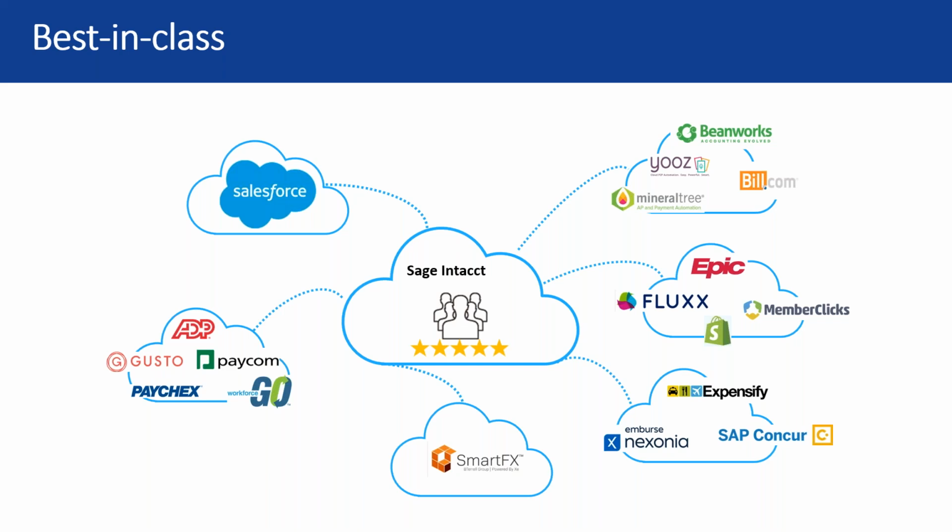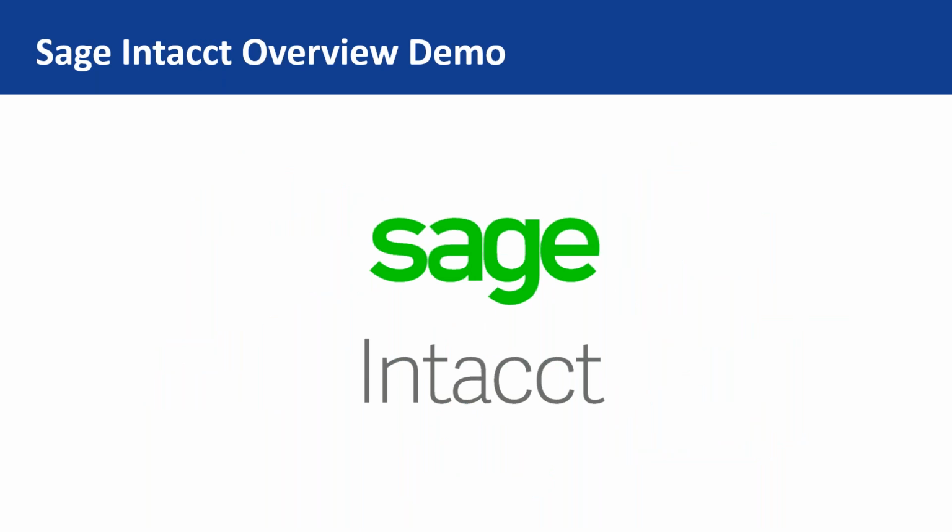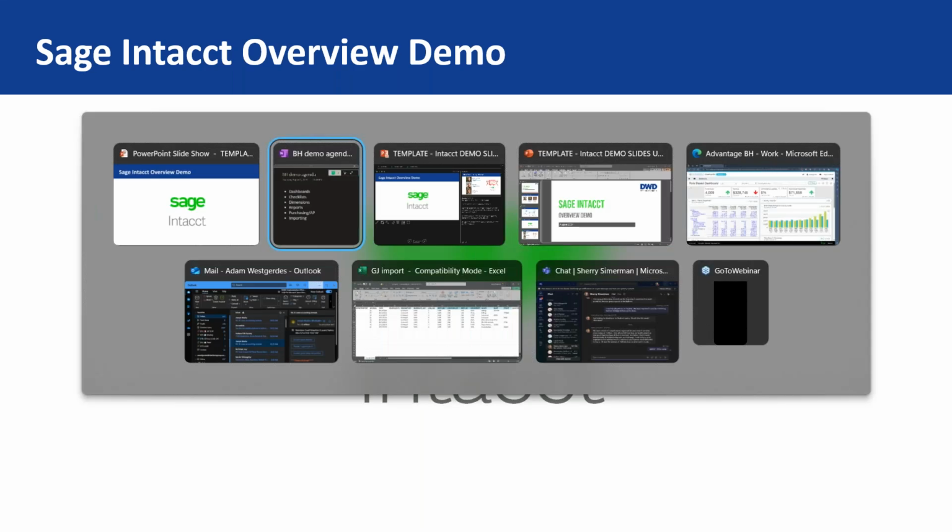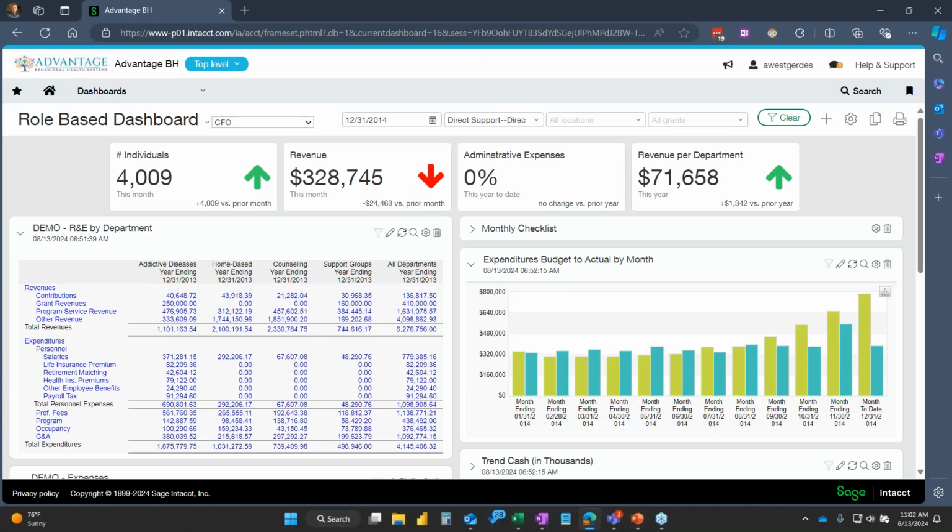And the backbone is really Sage Intacct. One of the beauties of Sage Intacct is, from a technical standpoint, it has an open API infrastructure, so it can talk seamlessly with other cloud solutions. So let's go ahead and dive into the software here to give an overview. I'll toggle here to the software itself.